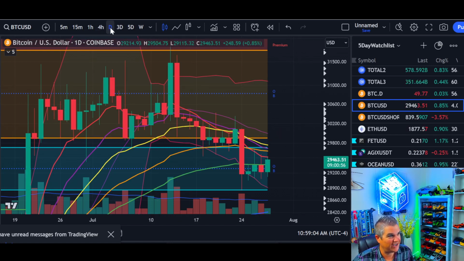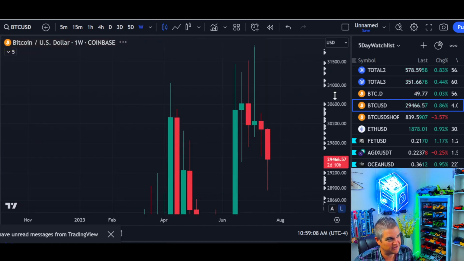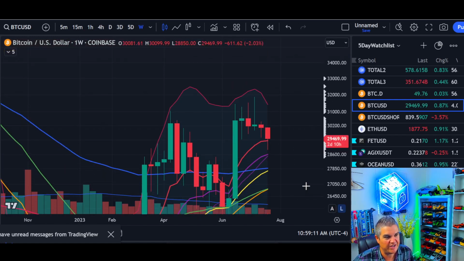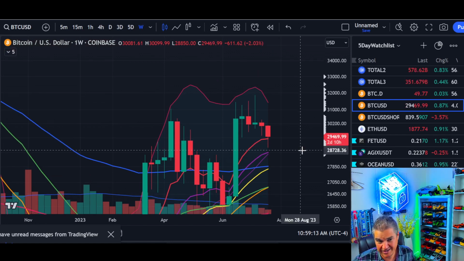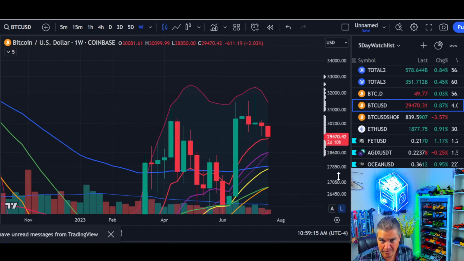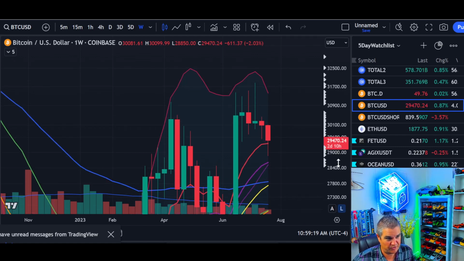Let's see what else we got. I know it looks a little busy, but let's go out to the weekly, right? We've done enough charting, right? So the weekly picture, what we want to watch into weekly close, Sunday, right? I'm making another update on Monday for Bitcoin, but between now and then, you're on your own.